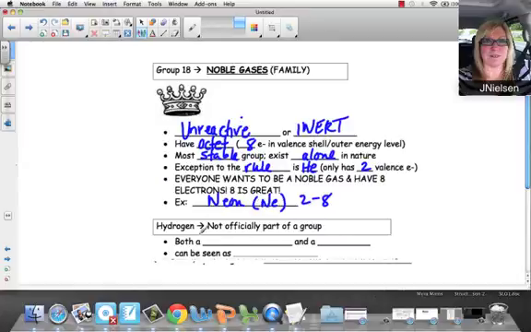Hydrogen is not officially part of a group, even though it's listed above group 1. It is both a nonmetal and a gas. And can be seen as H2 because it's diatomic, part of Brinkelhoff. H plus aqueous, and you'll learn more about that when we talk about acids, or even H minus aqueous.